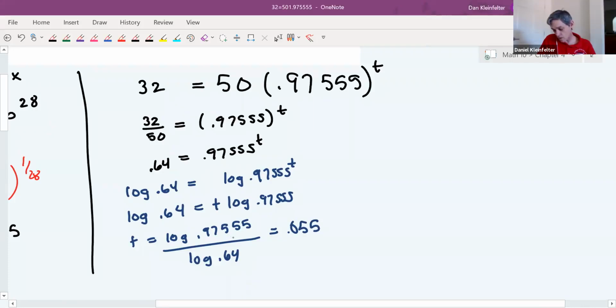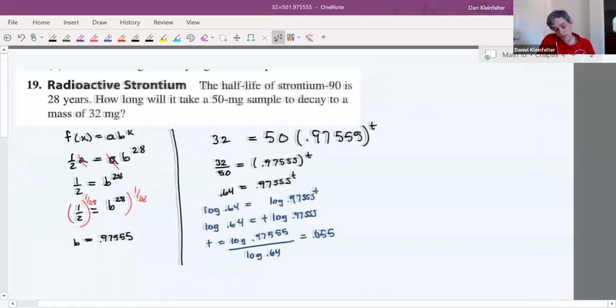That seems small, so I'm kind of checking my work. All right, so I wasn't expecting it to be 1/20th of a year, right? A little more than 1/20th of a year. So let's check and make sure that that makes sense. Yep, it looks like it checks out. 50 milligrams will decay to 25 milligrams in 28 years. So to go down to 32 milligrams, that seems really fast. So let me double check my work.